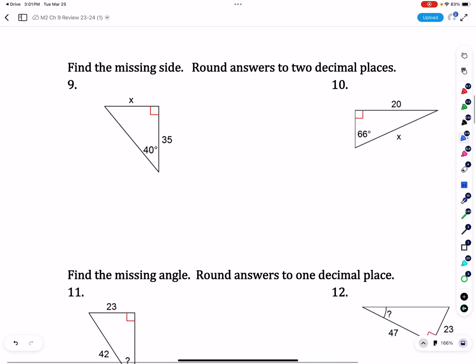Okay, so now we have to find the missing side, but what's different is I only have one of the sides. If I knew this other side, I could just use Pythagorean theorem, but we don't know this side. But we are also given this angle measure. So my clue is if I know one of the sides and I know one of the angles, besides the 90, then I can use one of my trig functions. Either sine, cosine, or tangent.